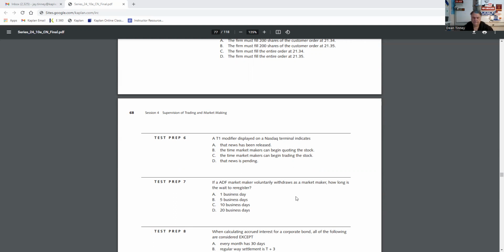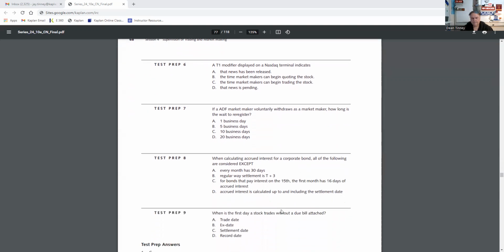D as in dog. An alternative display market maker voluntarily withdraws as a market maker. So you didn't ask for excused withdrawal. Excused withdrawal would have been B, 5 business days. But you're saying you no longer want to make a market in this stock anymore. And so that is 20 business days. So test prep 7 is D as in dog.